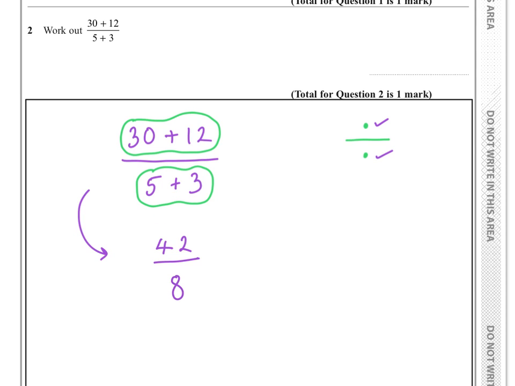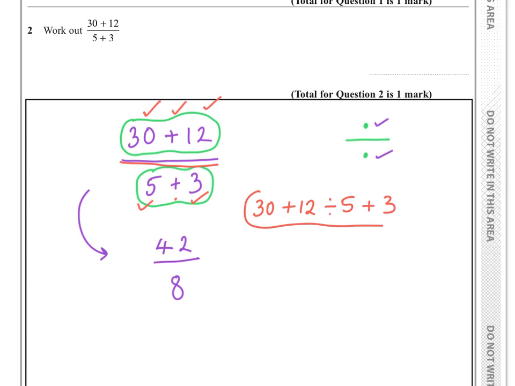Now, as this is a calculator exam, some people would try and do this all in one go on their calculator, and some common mistakes are that people will type in 30 plus 12 and then divide 5 plus 3. So how would that look on the calculator if you were to do that? Well, it would look like this: 30 plus 12 divided by 5 plus 3.